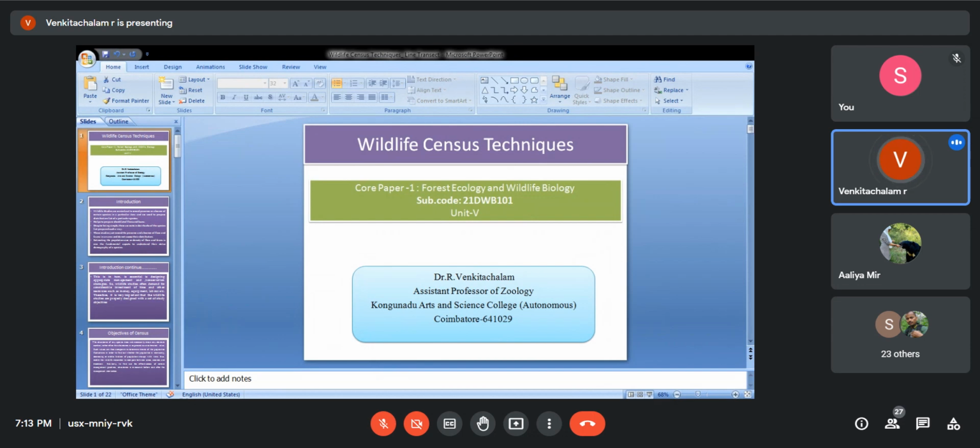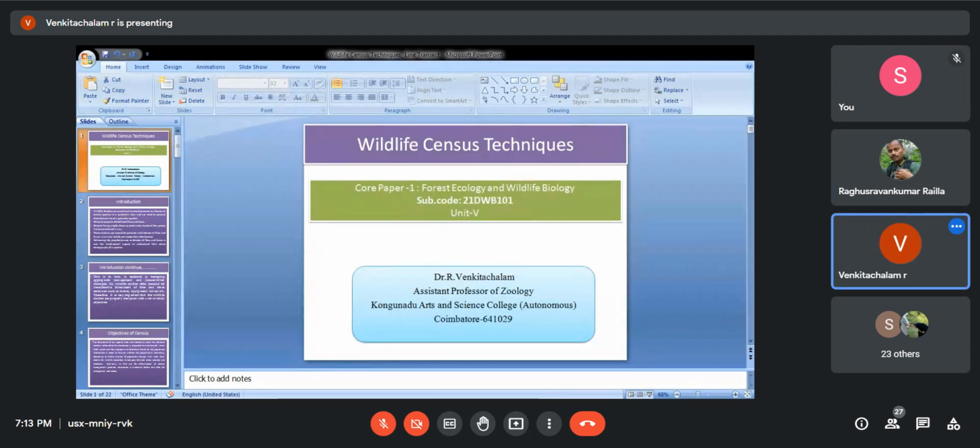The line transect method is also used for counting birds. Particularly for raptors, if you want to estimate the number of raptors in a particular area, what method will you use to count? Point count method. Yes, point count method also.